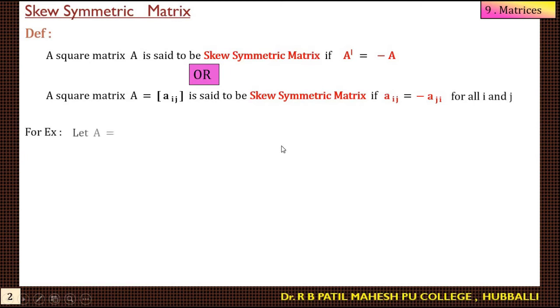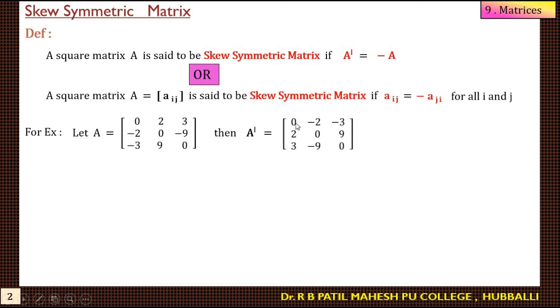For example, let A be the matrix [0, 2, 3; -2, 0, 9; -9, -3, 9, 0]. Now I am finding A dash. So A dash is [0, 2, 3] in the first column, [-2, 0, -9] in the second column, and the third row elements written in the third column, [-3, 9, 0]. Now this is equal to minus A, because if we multiply by a minus sign you will get the same matrix.